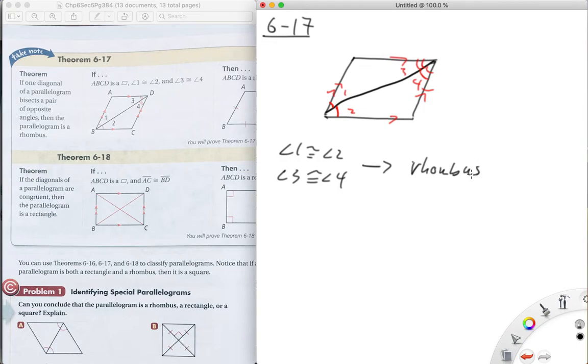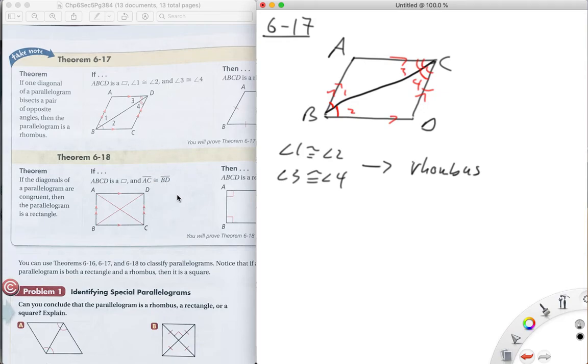Alright, one diagonal is an angle bisector of opposite angles. B is opposite angle C. C's angle is being bisected, and B's angle is being bisected. Therefore, I have a rhombus. 6.17. Again, these are all converses of the previous section.